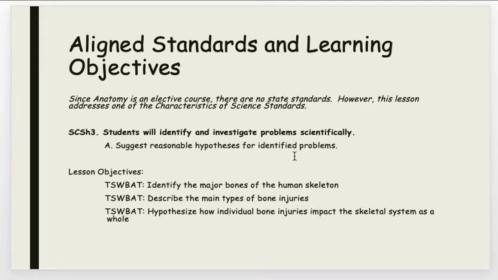So they wanted to discuss how they made some hypotheses based on skeletal injuries, and that was aligned to that objective or standard, excuse me. But more importantly, these were their lesson objectives. So again, reviewing the major bones of the skeletal system, but mainly focusing on types of bone injuries and how these bone injuries could impact the skeletal system as a whole.